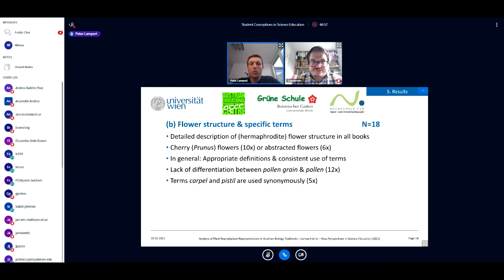Then the flower structure was shown in all books, and it was shown in very much detail in the books. And the examples used are most often cherries because they provide an easy flower, and it also relates to students' daily lives. So that was used most often, or abstracted images of flowers. And in general, you could say that the use of terms was appropriate and consistent throughout the books. So there were only minor differences.